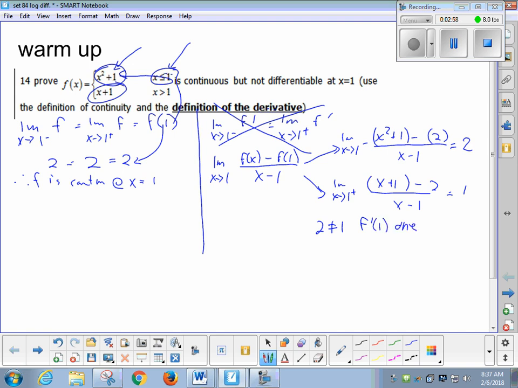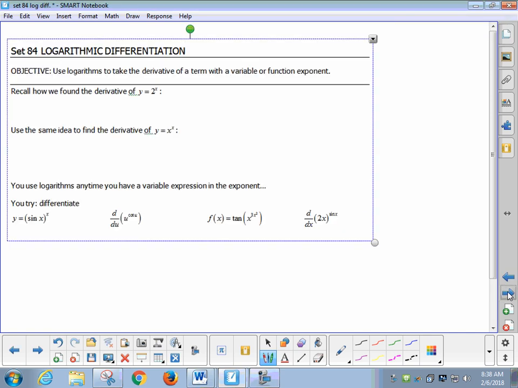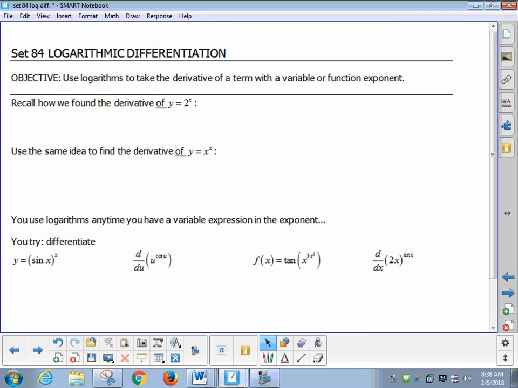There's a sharp turn. There's a sharp change in slope from 1 to 2, just like that. All right, that's the work I expect you to do. Are you with me? Great. Let's go to logarithmic differentiation. This is a pretty straightforward lesson. Hopefully it will go well. It's a nice little technique for some funky functions.